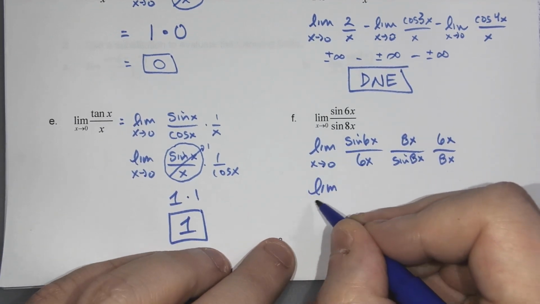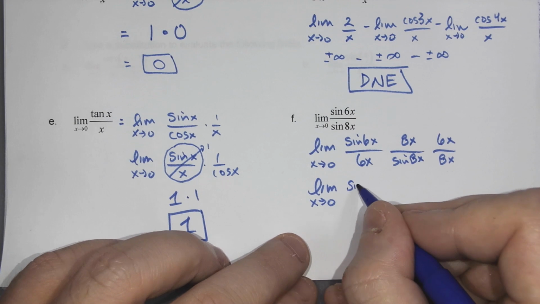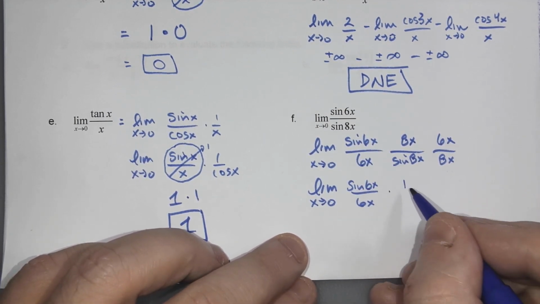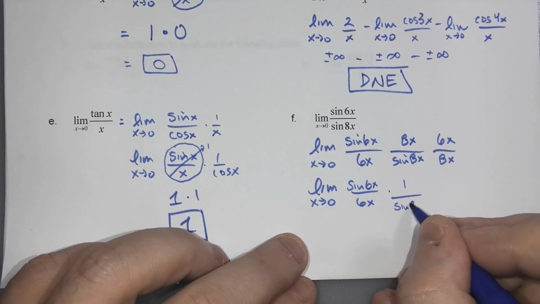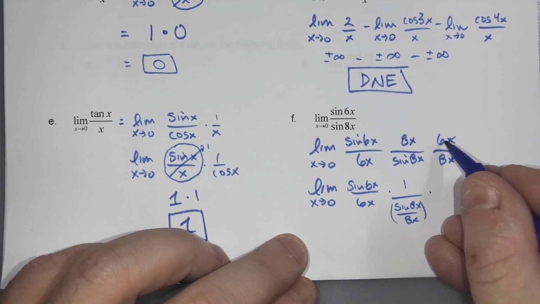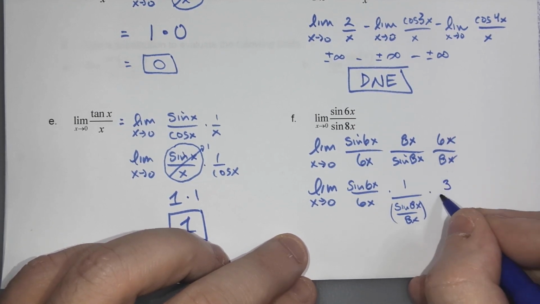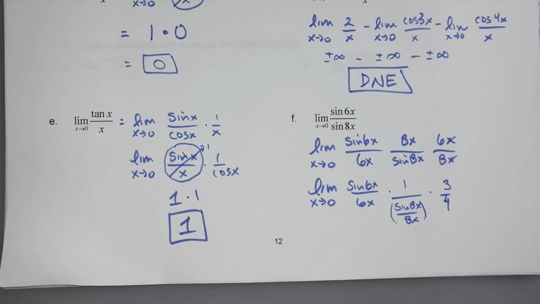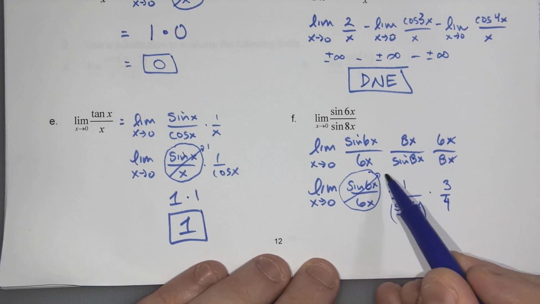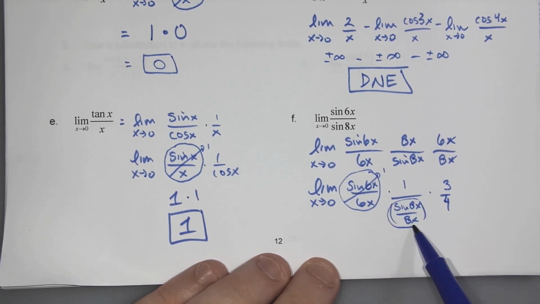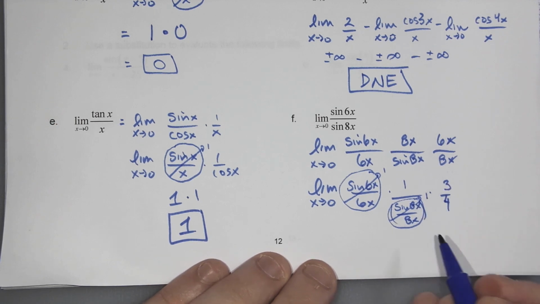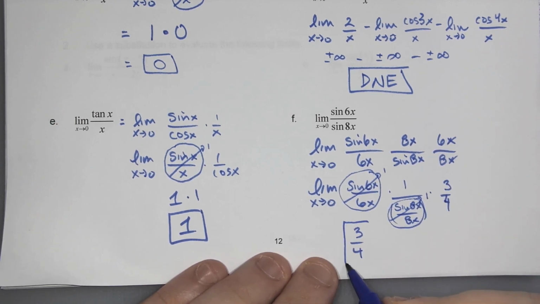So now what we're getting is a limit as x approaches 0 of sine 6x over 6x. This is the reciprocal of sine 8x over 8x. And the x cancels. 6 and 8 can be reduced by 2, so that's a 3/4. So notice now, by important trig limits, this goes towards 1, this goes towards 1, and 1 over 1 is just 1, so all you're left with really is the 3/4.